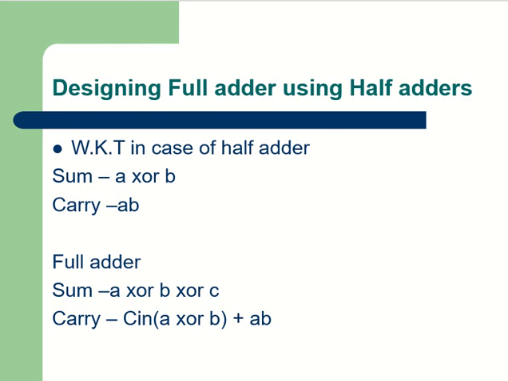Just remember, we have derived the expression for sum in case of a half adder as A XOR B, and the carry expression is AB. Similarly, in case of full adder, the expression for sum we generated as A XOR B XOR Cin, and for carry we generated AB plus BCin plus ACin. But I have taken one more expression here for carry, which is nothing but Cin into (A XOR B) plus AB. The reason I have taken a different expression for the carry here is to design just by making use of a half adder.